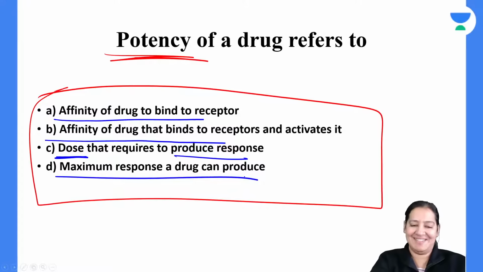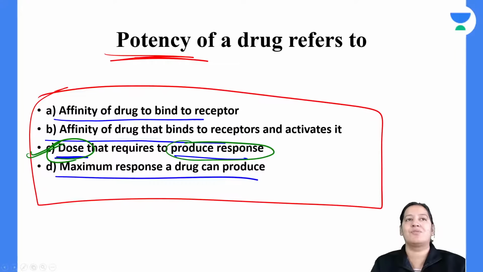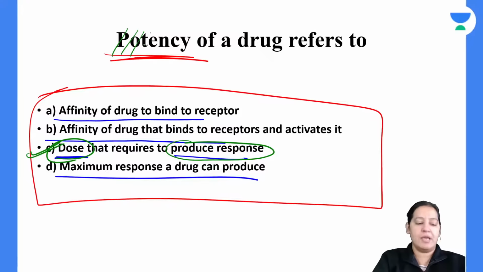Anyone else? Yes. The correct answer is C. You all are right. It is the dose required to produce a particular response. So C is the answer. Yes, you are also right. Instead of potency, I'm changing the question. I'm asking the question on efficacy. What is your answer now?